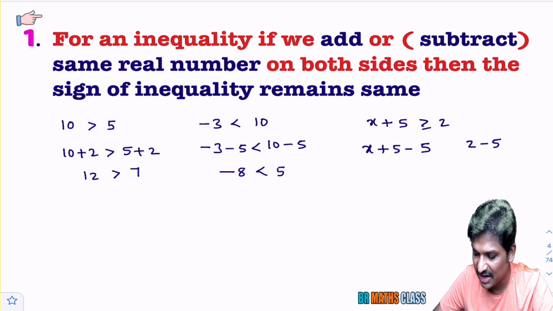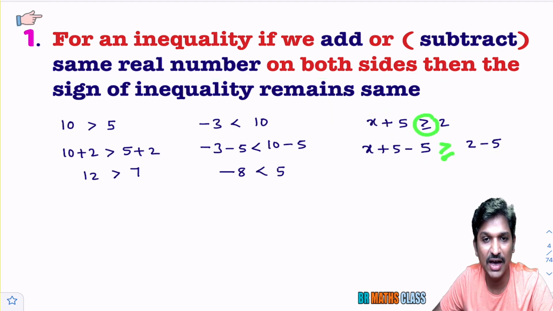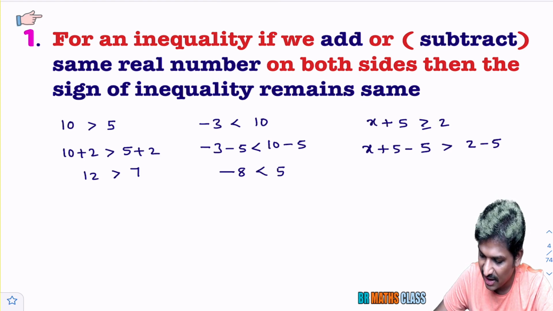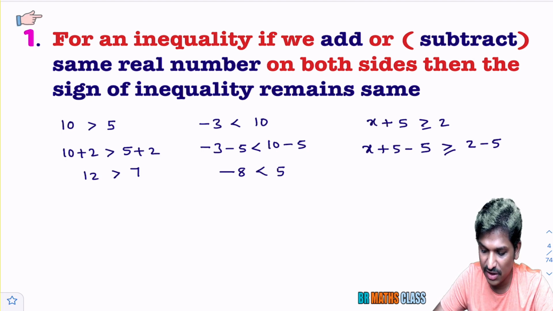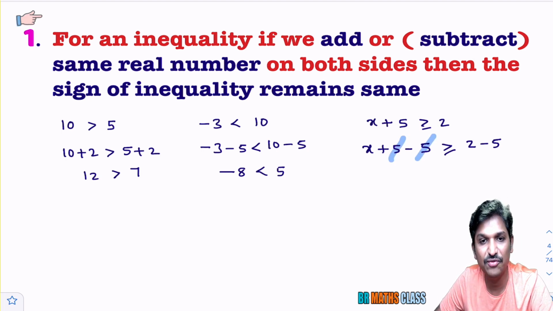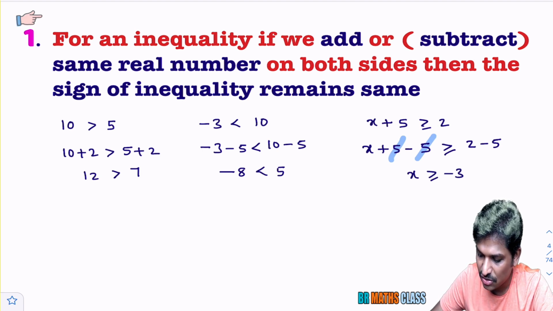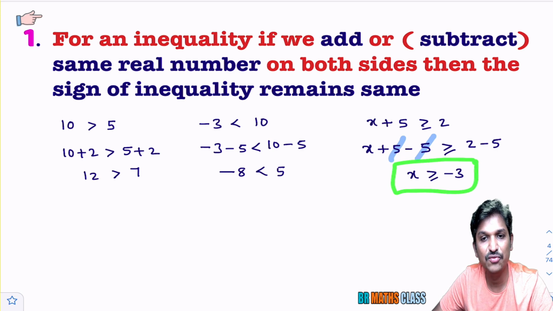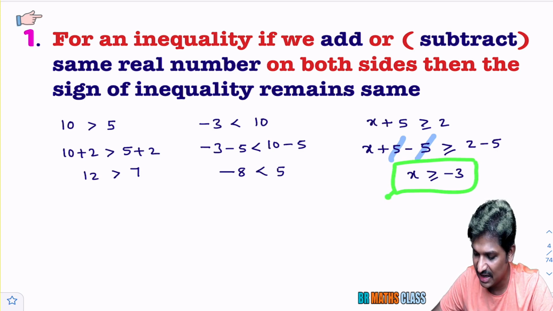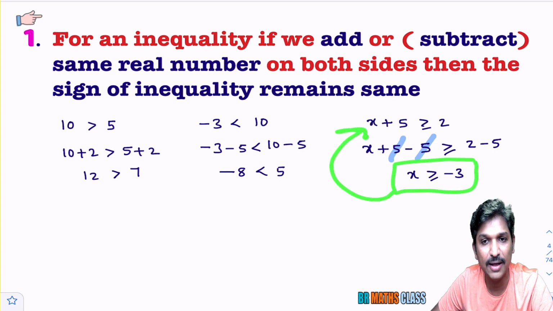That means this greater than or equal to is there, na? Here also we need to write greater than or equal to only. I hope you understand this property more clearly. Okay, I'll write here greater than or equal to. Now you can see on this left hand side, this 5 and 5 will get cancelled. What is remaining on the left hand side? X is greater than or equal to 2 minus 5, which is minus 3. So whatever real x value you take which is greater than or equal to minus 3, that definitely satisfies this inequality.